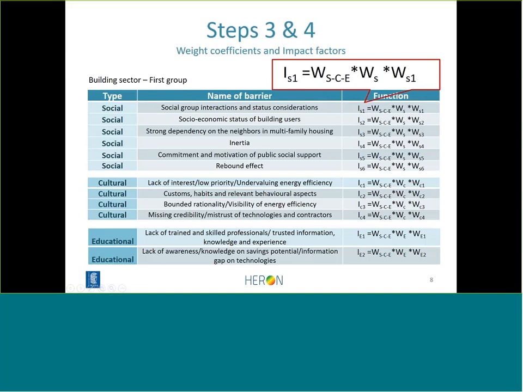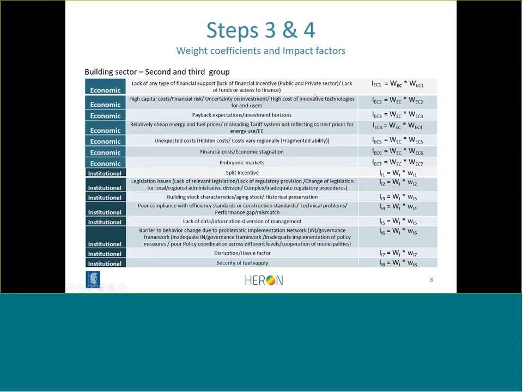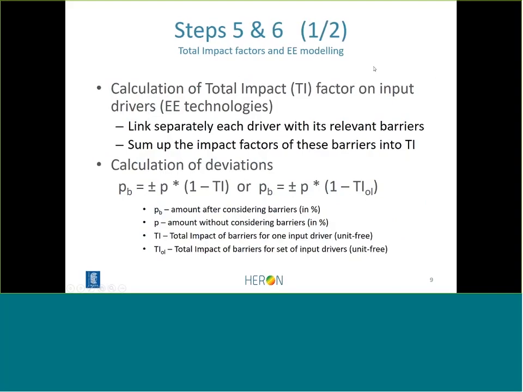The impact factor is calculated by multiplying the weight coefficient of the main group, of the subgroup, and of the barrier itself. Then we have the other two groups, where you can see again the names and the calculation of the impact factors. And then, as we said, steps 5 and 6 concern the total impact factors and how these are incorporated in the energy efficiency modeling.